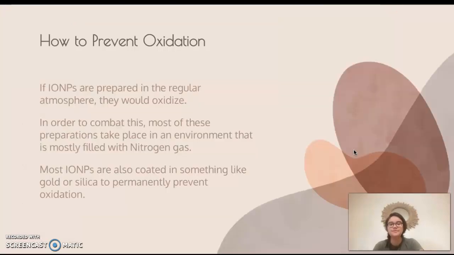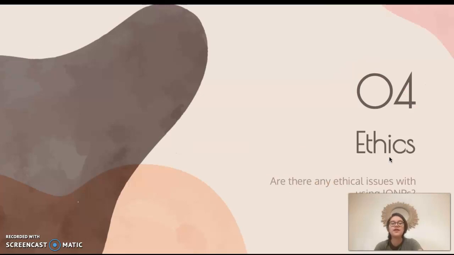Another issue that prevents IONPs from being used is that if they're prepared in the regular atmosphere, they'll oxidize, which causes issues when they are used. And so in order to combat this, most of the preparations take place in an environment that is filled with nitrogen gas. And then also most IONPs are coated in something like gold or silica to permanently prevent oxidation.